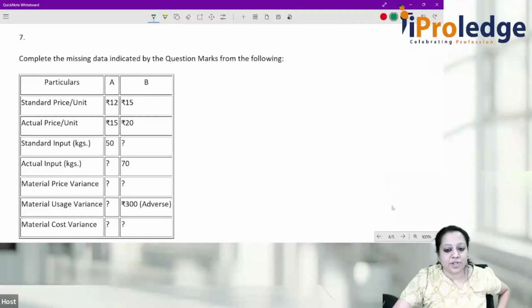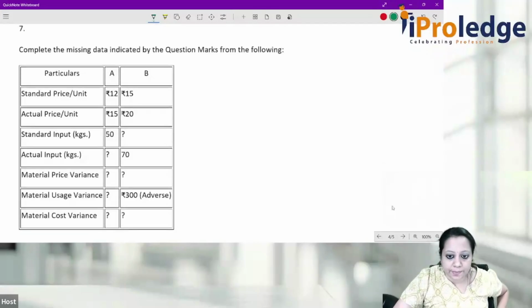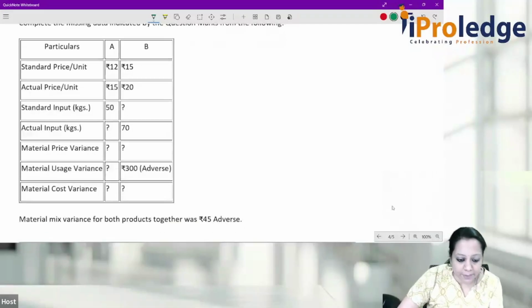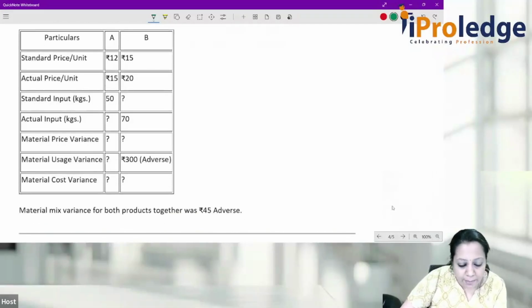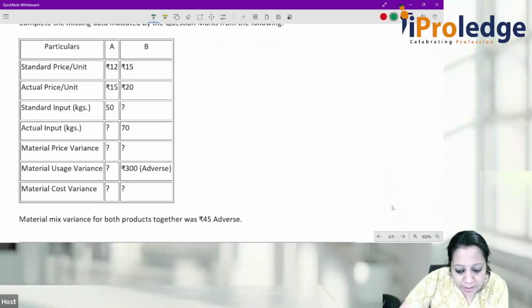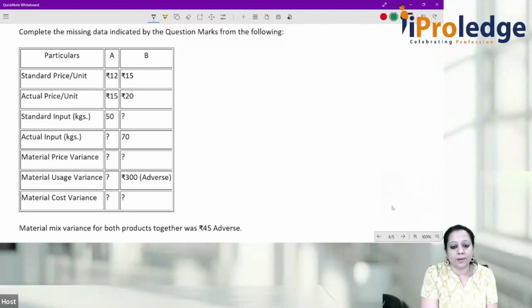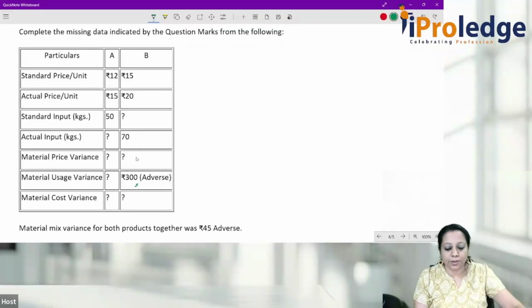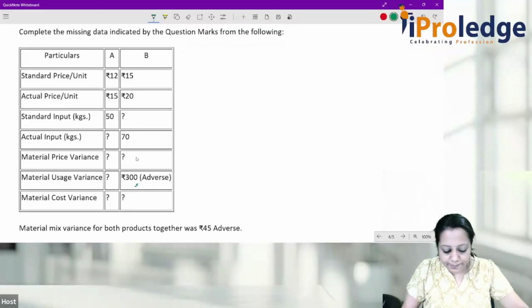This one, missing information. Complete the missing values indicated by question marks. Material mix variance for both products together was 45 adverse. And they have given usage variance also. Now let us see how we need to do. For this I had some notes.